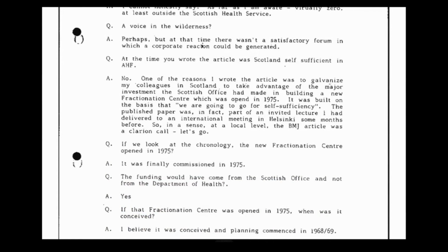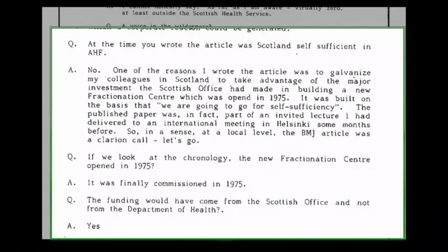Answer, no. One of the reasons I wrote the article was to galvanise my colleagues in Scotland to take advantage of the major investment the Scottish Office had made in building a new fractionation centre which was opened in 1975. It was built on the basis that we are going to go for self-sufficiency. The published paper was in fact part of an invited lecture I delivered to an international meeting in Helsinki some months before. So in a sense, at a local level, the BMJ article was a clarion call, let's go. Then there's a discussion of the date of opening of the PFC and where the funding came from.